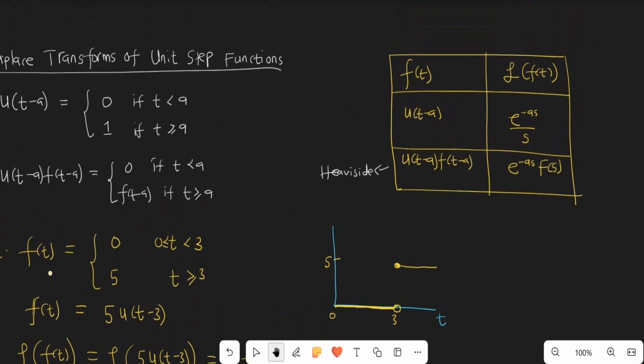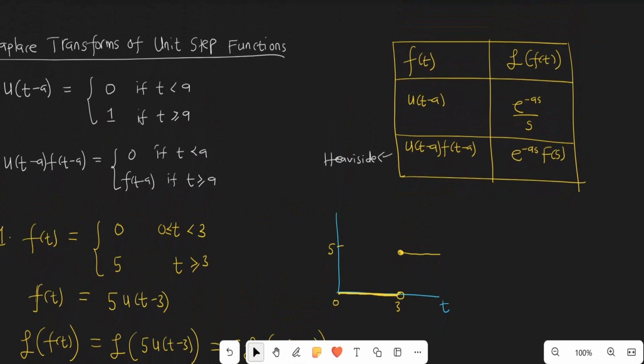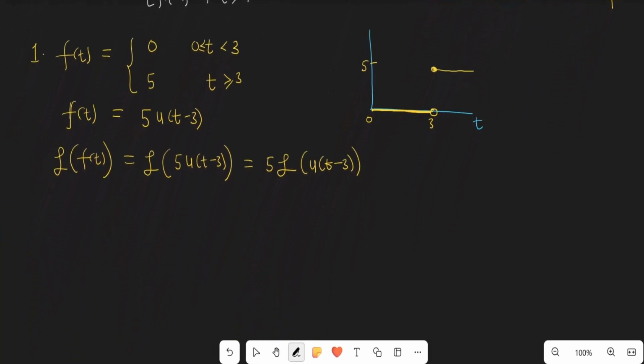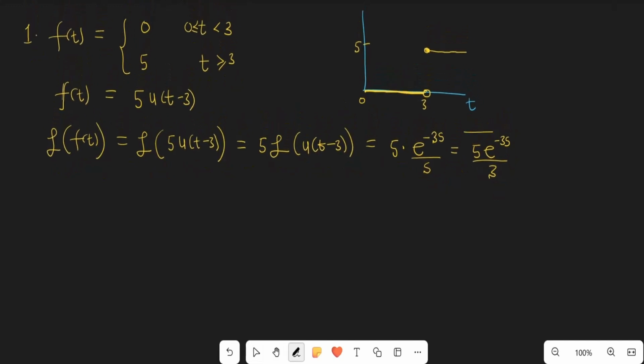Now if we go to our table, we are going to use this one a lot. Our table says that the Laplace transform of u of t minus a is e to the negative a s over s. A in this case is 3, so this is 5 times e to the negative 3s all over s, which equals 5e to the negative 3s over s. This is the answer to our first question. Very easy. You just have to write the function f of t like this.